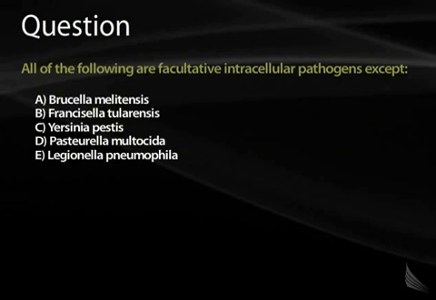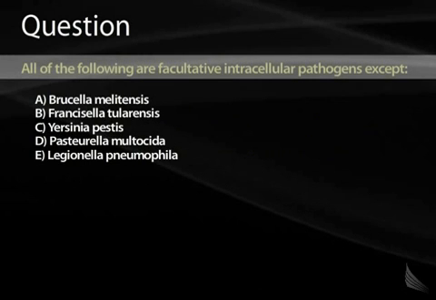Let's do some questions. All of the following are facultative intracellular pathogens except. So this requires us to think of the zoonoses in general. As we talked about, most of them are facultative intracellular pathogens. The one exception is Pasteurella. It's not facultatively intracellular. In fact, it goes out and spreads through the local tissue to cause cellulitis. But Legionella, Yersinia, Francisella, and Brucella all are facultatively intracellular.